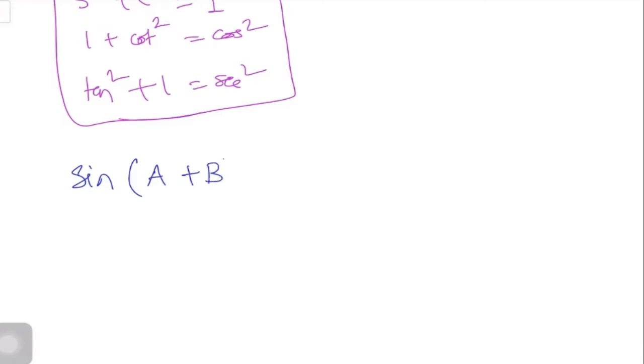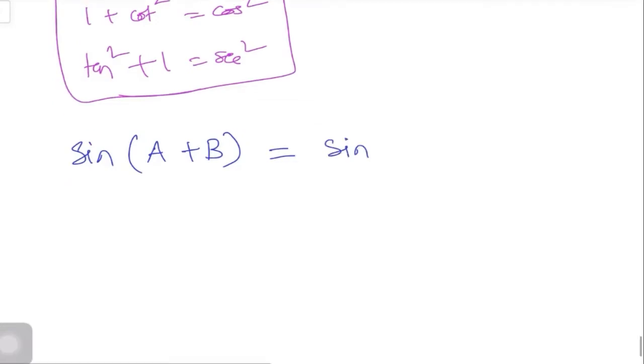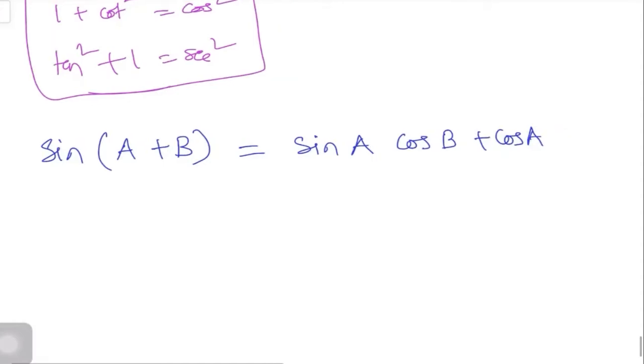So what are these formulas? Sine of a plus b. What is the formula for sine of a plus b? Sine a cos b plus cos a sine b. Okay, so this is how the formula is known to all of you.